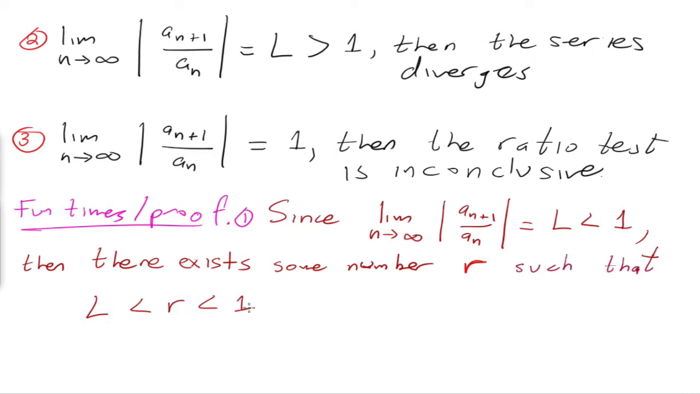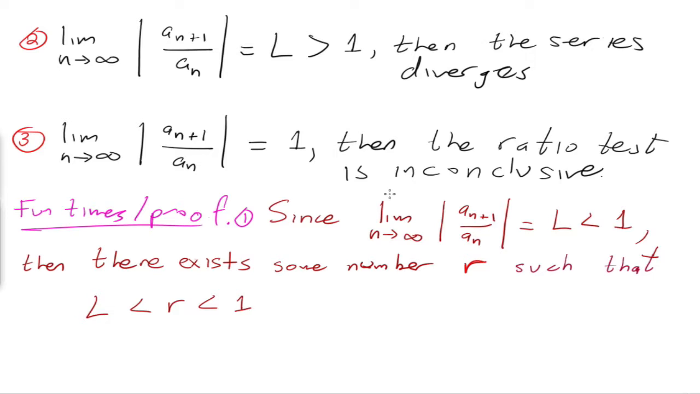Let's just say this is some magical number. No matter what this number is, this ratio is going towards L. So if you go out far enough, no matter what this number R is, there's a point where the sequence is going to be in between L and R, or at least less than R. Does that make sense?